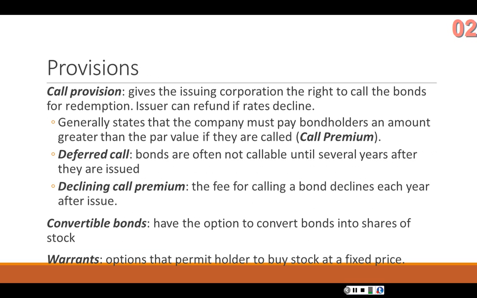Some bonds have provisions. A call provision gives the issuing corporation the right to call the bonds for redemption. The issuer can refund if rates decline. It generally says that the company must pay bond holders an amount greater than the par value if they are called, and this is referred to as a call premium. Deferred calls are when bonds cannot be called until several years after they are issued. And a declining call premium is the fee for calling a bond, and it declines each year after the issue. Convertible bonds have the option to convert bonds into shares of stock. Warrants are options that permit the bond holder to buy stock at a fixed price.